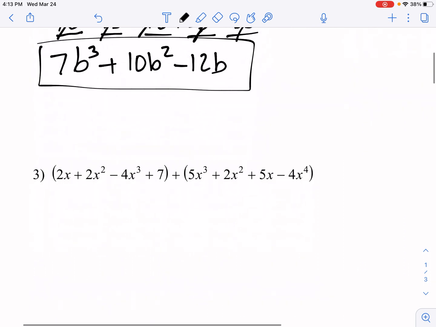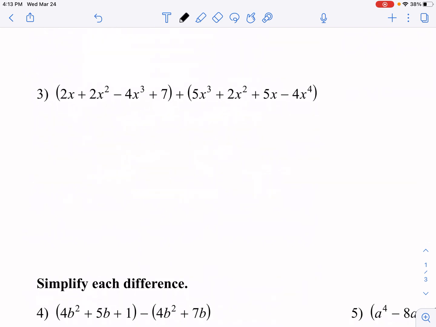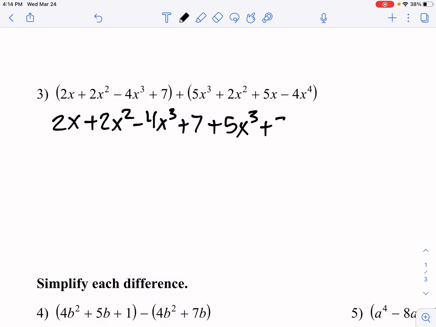Let's try one more addition here on number 3, and we can do number 2 together in class, and then we'll look at subtraction. So again, with addition, we don't really need the parentheses here. We can just drop the parentheses for now and just focus on combining like terms.